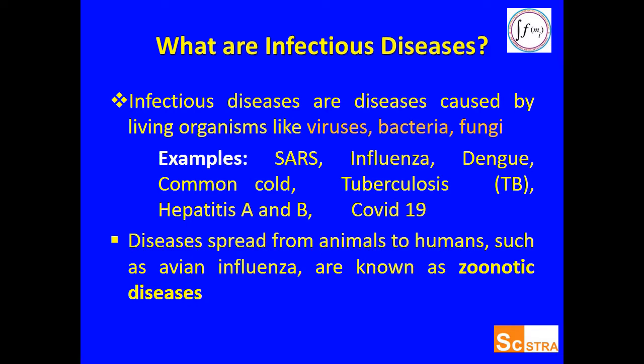What are infectious diseases? Infectious diseases are diseases caused by living organisms like viruses, bacteria and fungi. So, COVID-19, it is an infectious disease. Diseases spread from animals are not called infectious diseases, they are called zoonotic diseases.